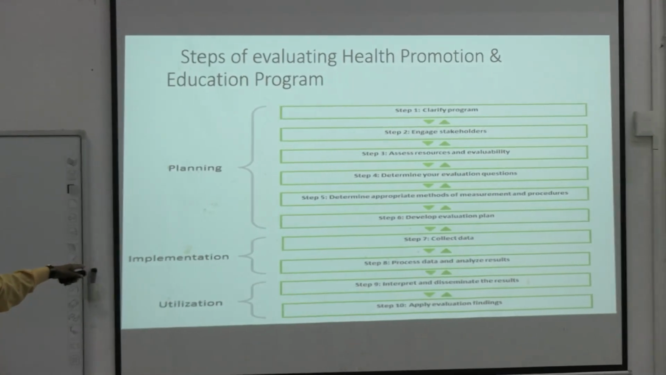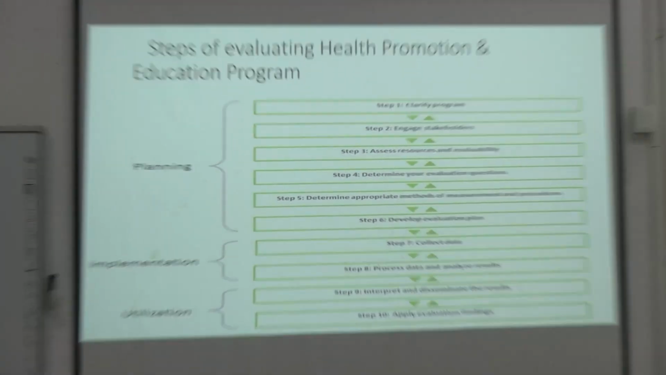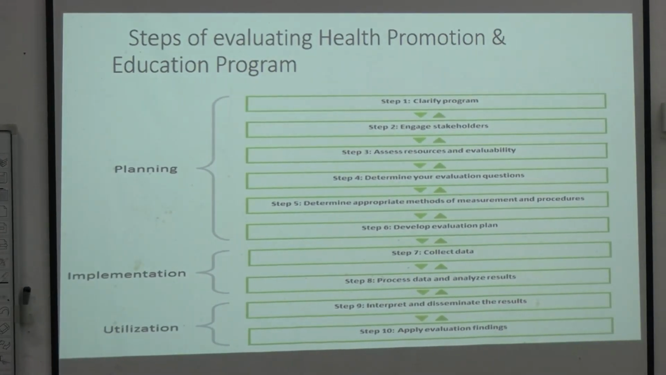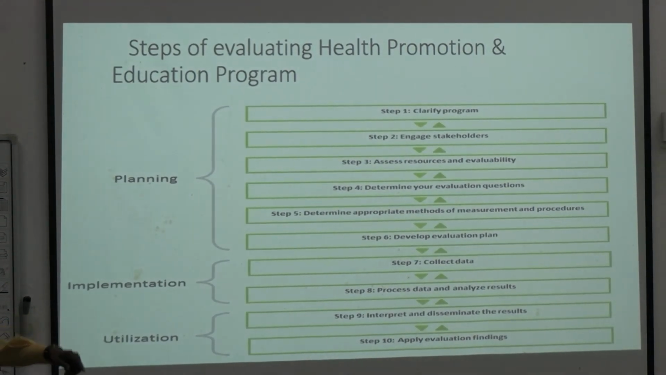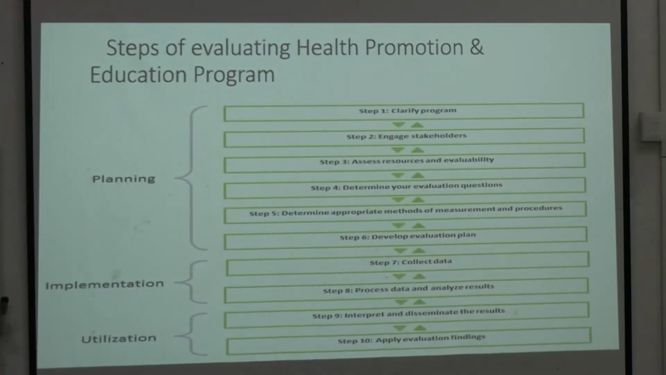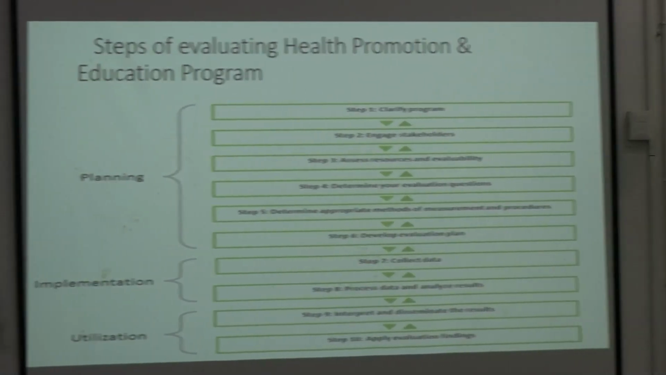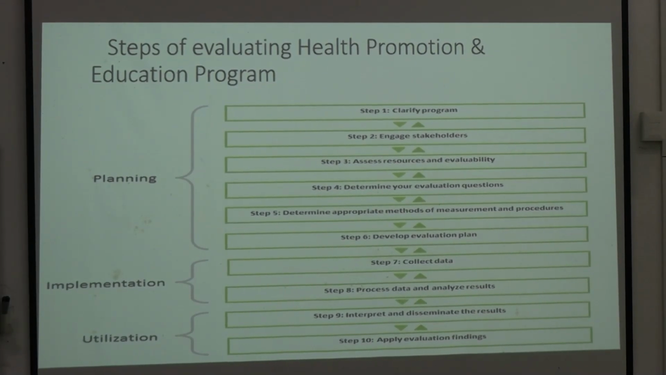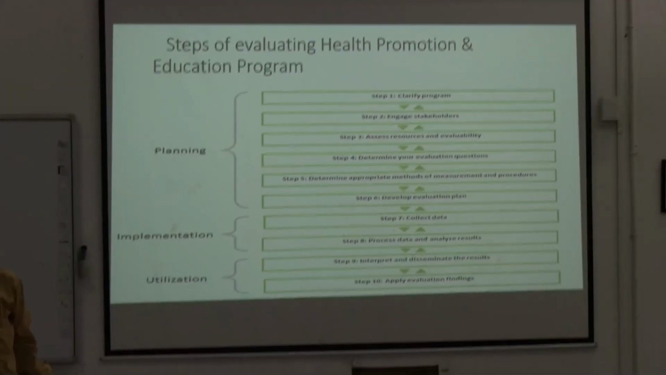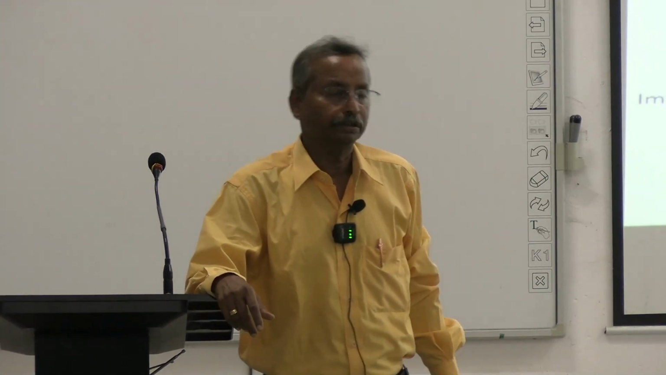Once the plan has been developed, then start collection of data. Step 7. And next, once data is collected, you have to process the data. These 2 steps are under implementations. And next 2 steps, interpret and disseminate the results. We have to interpret the results and disseminate the results among the stakeholders. And last one is apply evaluation findings for improving the quality of health of the populations.